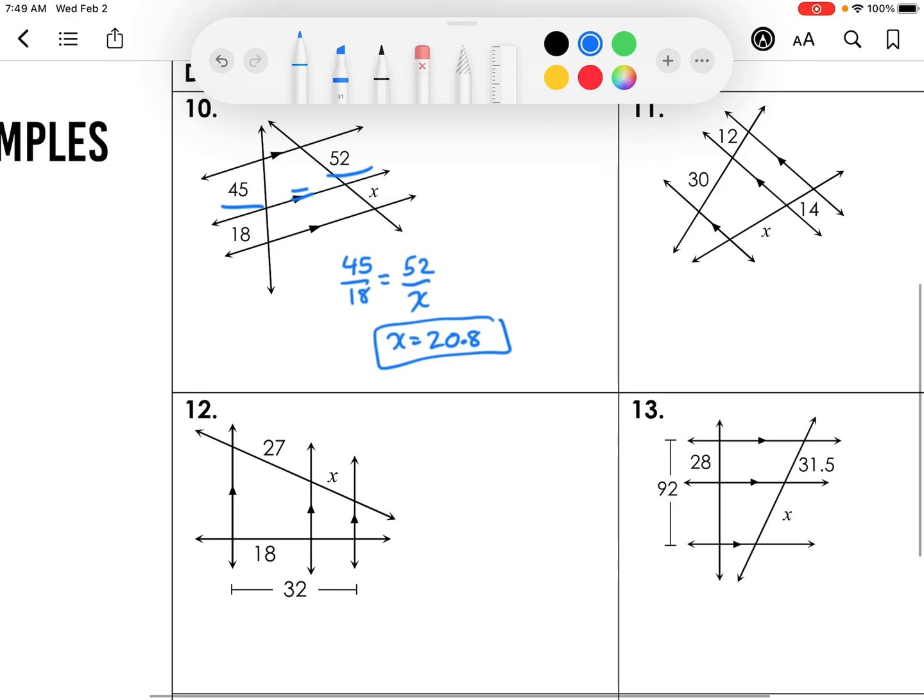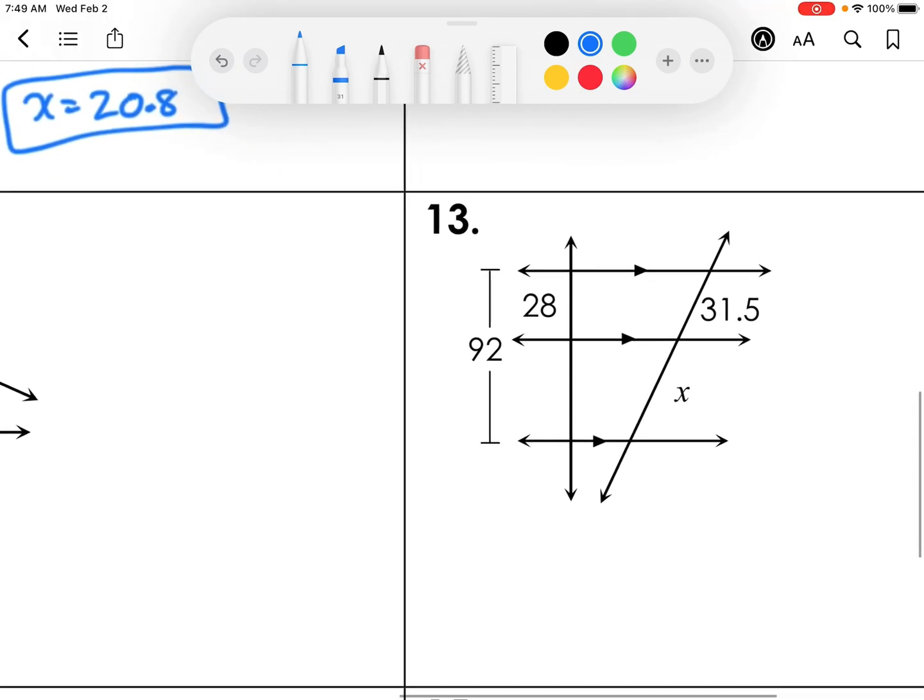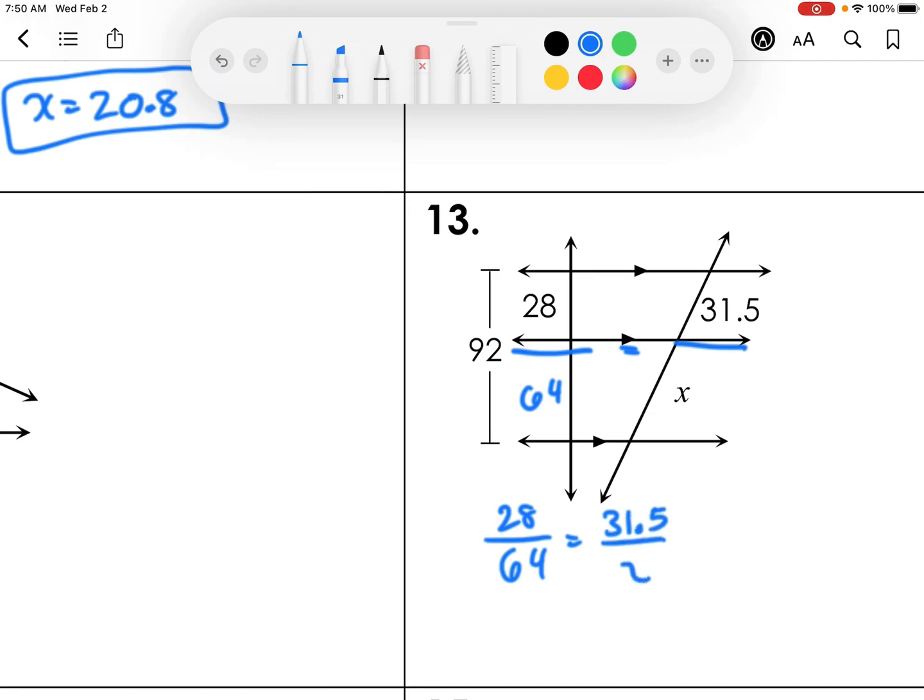Okay, looking at a little tougher one. Maybe we do number 13. Let's make our fractions. 28 over, and it's not 92. You have to do subtraction, so you get 64 here, equals 31.5 over x. And I'll leave it up to you guys to cross multiply and solve that one.